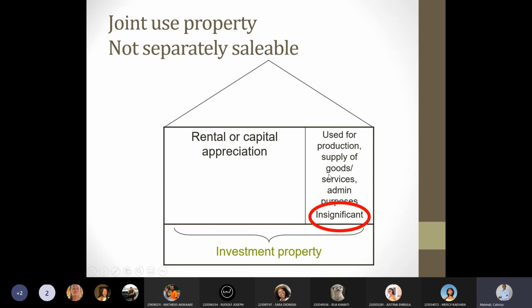So when this happens, you have this whole building, but an insignificant portion is used for production or supply of goods or services or for administrative purposes, and the rest of the property is being rented out or is used for capital appreciation, then the whole property will be classified as investment property. All right, so this whole house will be classified as investment property.